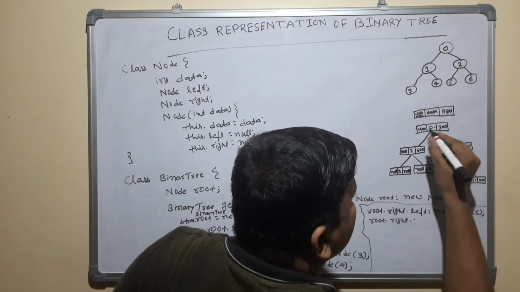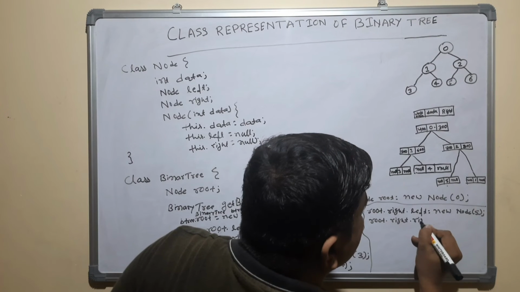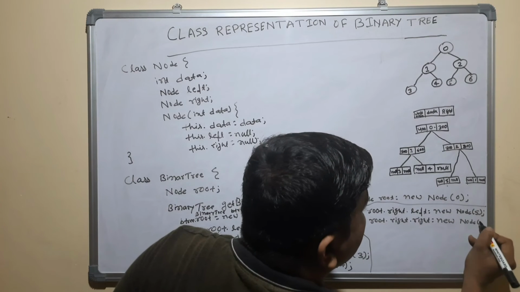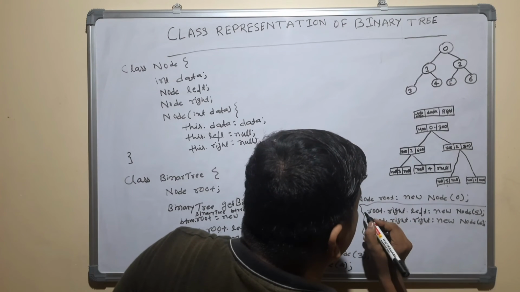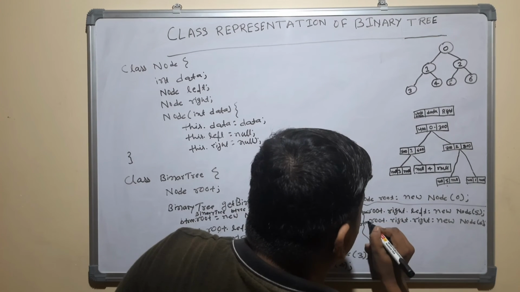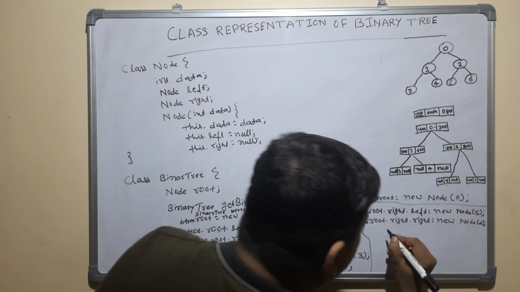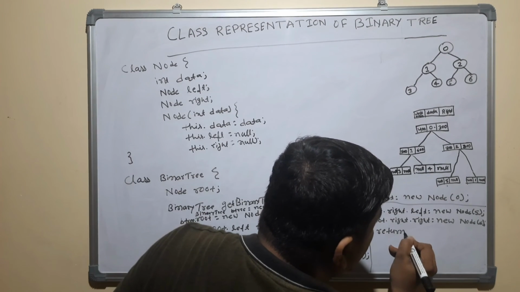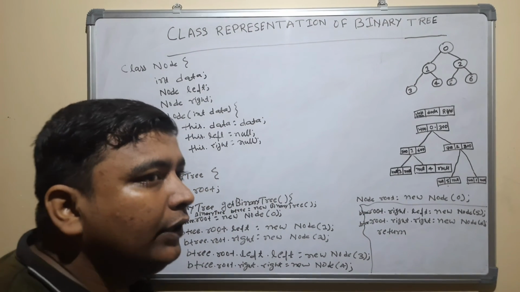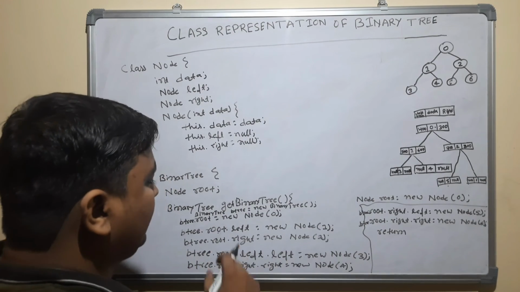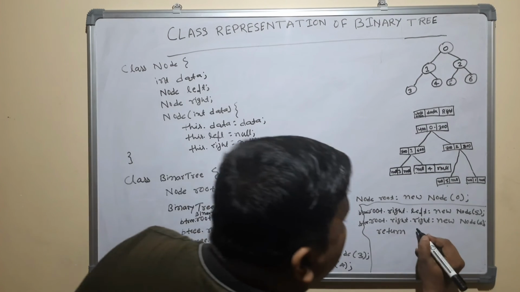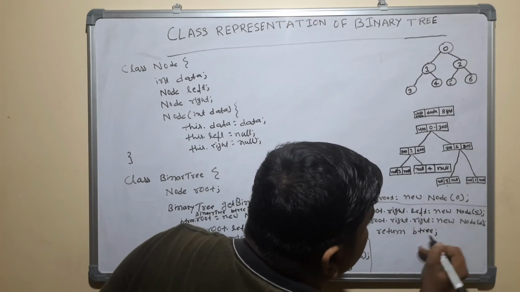Right, root dot right dot right equal to new node 6. So here we have the binary tree object I am initializing, and after setting all the node data, we need to return the binary tree object. So for that purpose we have created the binary tree object. Now I will return binary tree.